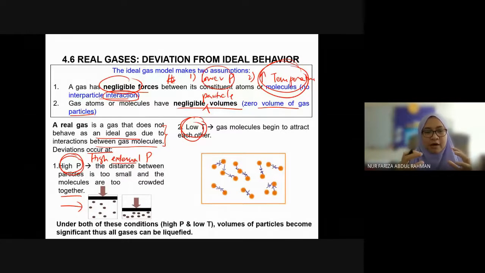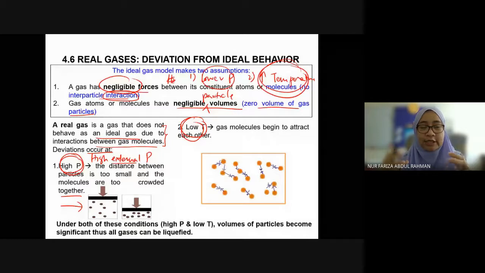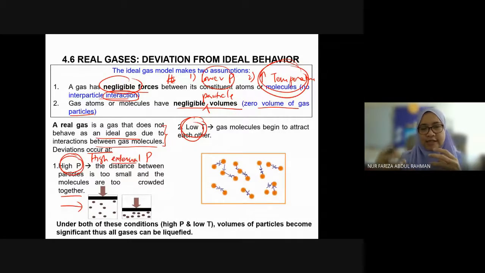Okay, and then the number of molecules still maintain. Tadi banyak ni, after decompress pun still banyak ni. Okay, right. So one thing yang kita kena take note adalah bila they come closer to one another, they start to experience interparticle attraction ataupun interaction. Okay, they start to interact.